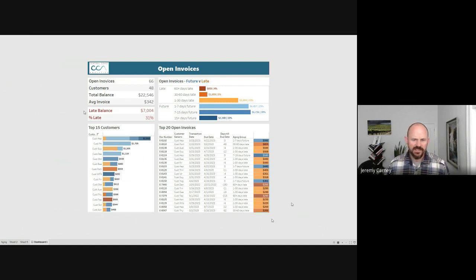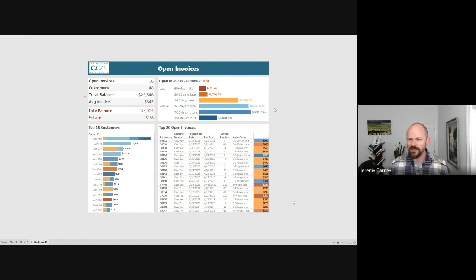Following that, we see what's on the concerning side. So $7,000 or about 30% or 1/3 of our total open invoices are currently late. So as we go through the rest of this dashboard, that's kind of what we're going to focus on, the money that people should have paid us if they haven't yet.